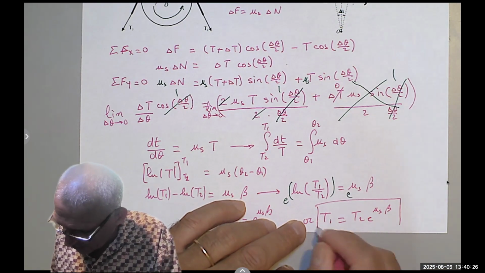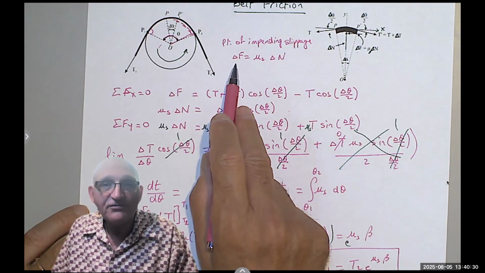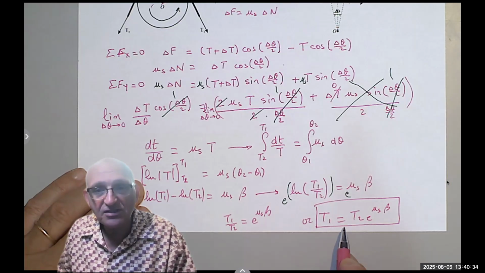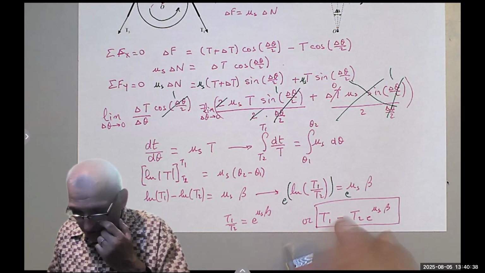And this is the law that is similar to that law in dry friction. So in dry friction, we say that. In belt friction, we have this equation, which is the third equation that we use.